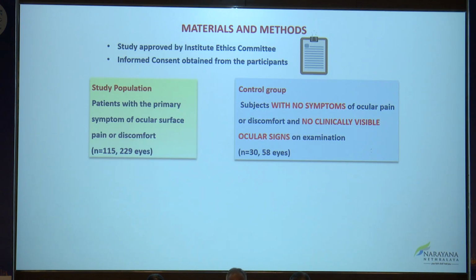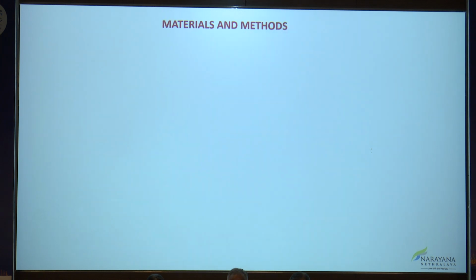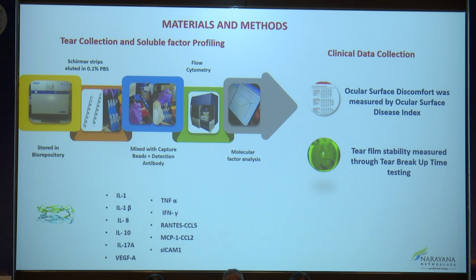So we included patients with primary symptom of ocular surface pain or discomfort. Our controls did not have any clinically delineable signs of dry eye disease, nor did they have symptoms. We excluded patients with aqueous deficiency dry eye and other confounding variables. So we did a tear collection and soluble factor profiling with our in-house molecular lab. And we also collected the clinical factors, including ocular surface disease index, as well as tear film stability, which was measured through tear breakup time testing.